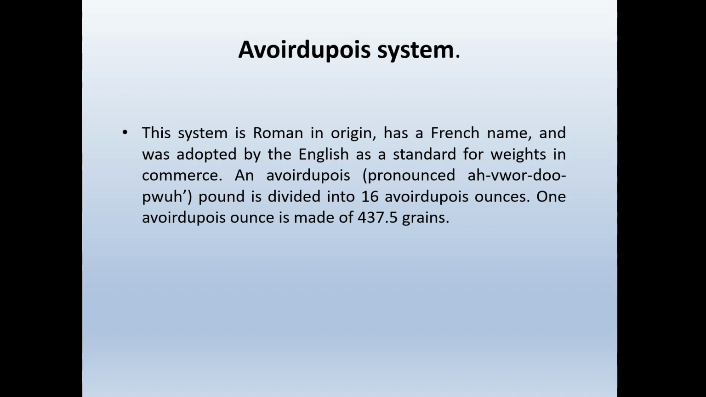For the apothecaries, we say that 1 troy pound is 5,760 grains, right? Now, for the avoirdupois system, 1 avoirdupois ounce is made up of 437.5 grains. Let's try to remember a bit of this so that when we proceed, we can use them as a reference point.